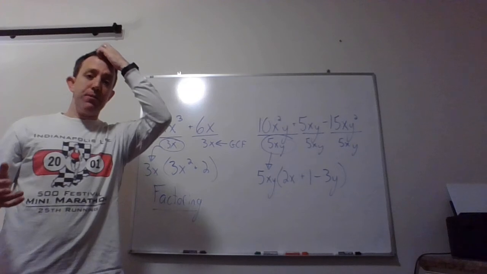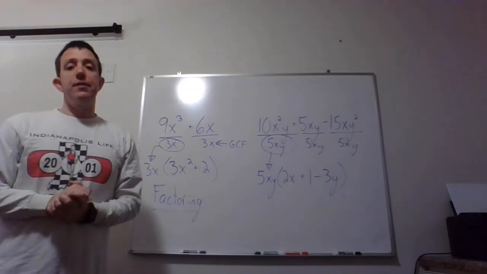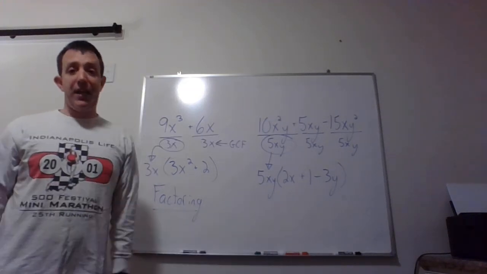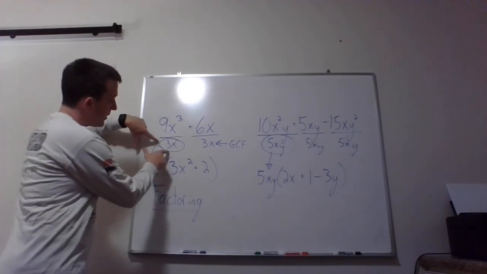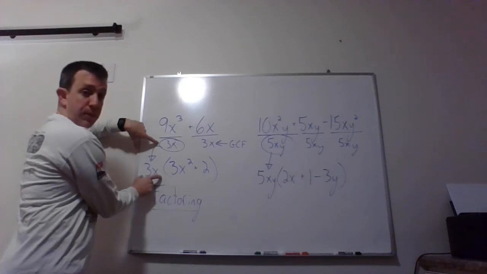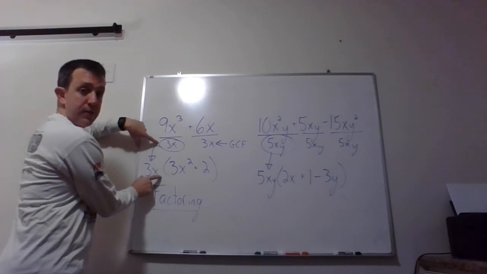And this is really how we do a greatest common factor. We figure out what it is, and then we divide all the pieces by that same thing. So what we get then is that I take my common factor, and it's always going to go in front of the parentheses.